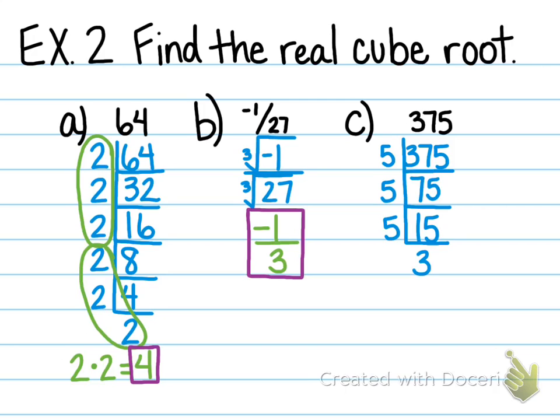So this time I'm looking for a cube root, so I need a triple. So there's a triple of 5s. They get to come outside as 1, and then any leftovers stay inside. So this is going to be 5 times the cubed root of 3. Make sure you put the little 3 for the index to tell people that it's the cube root and not a square root. If there's not a number there, it's understood to be a square root. Okay, so 5 times the cubed root of 3.